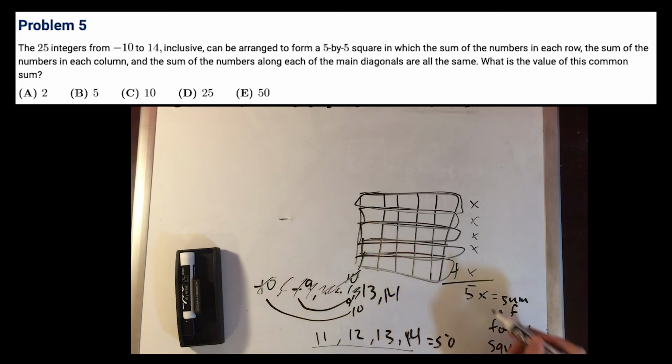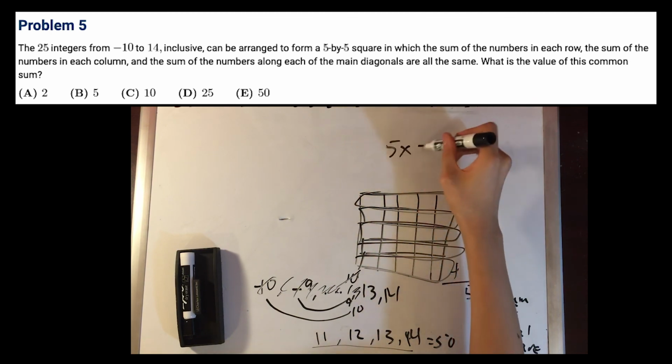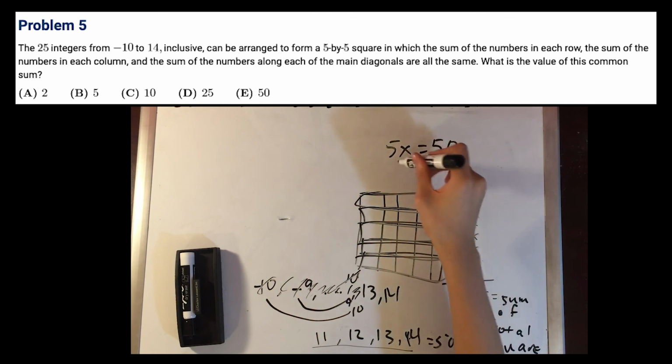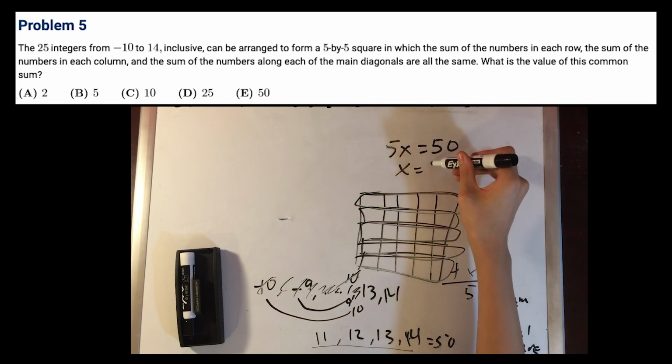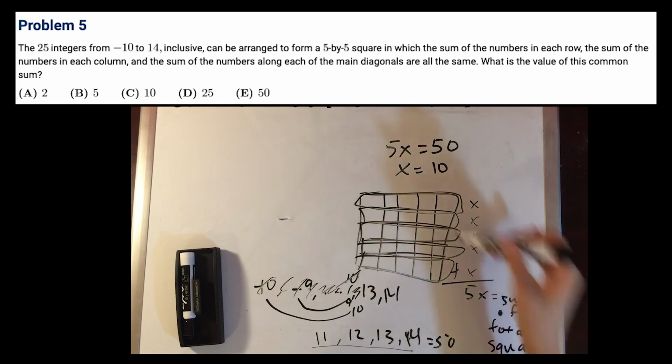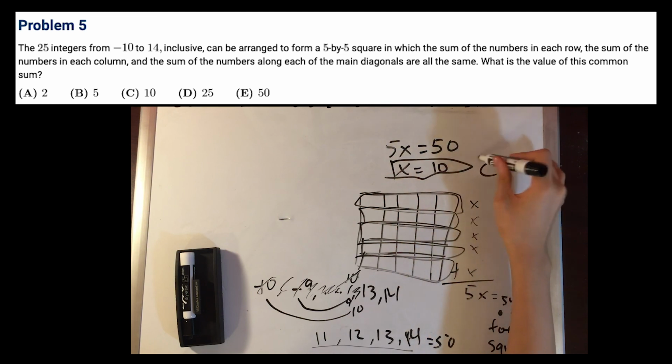So that means we have 5x equals the sum of our total square, which is also 50. And that means we can solve for x as 10. And this is the value of our common sum, which is what we want to find. So our answer is x equals 10, or answer choice C.